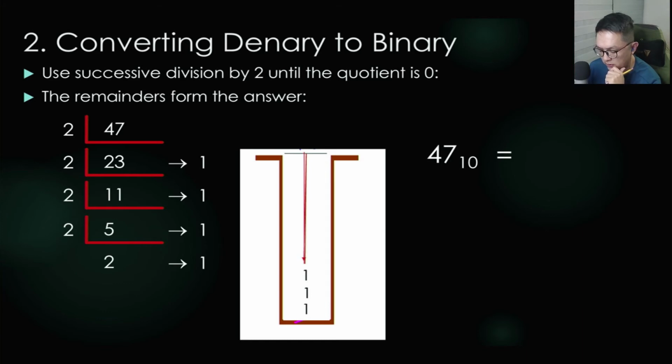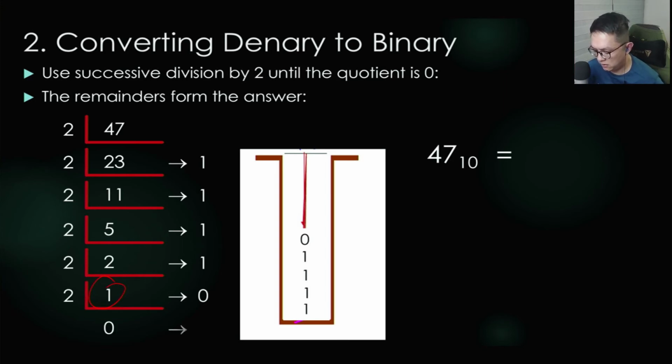Now 5 divided by 2, I get remainder 1. So I push in the fourth one. Then I have 2. 2 divided by 2, I get remainder 0. So I push in 0. Once I reach 1, I know I'll stop, so this last remainder 1 will go in as well.